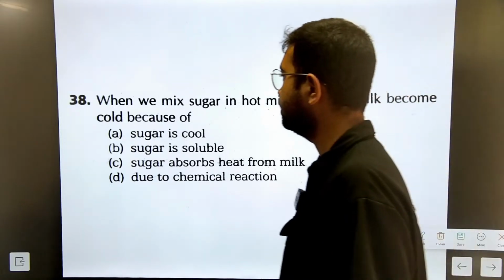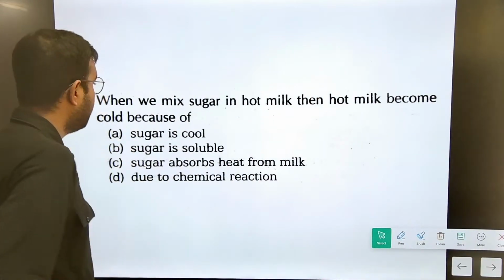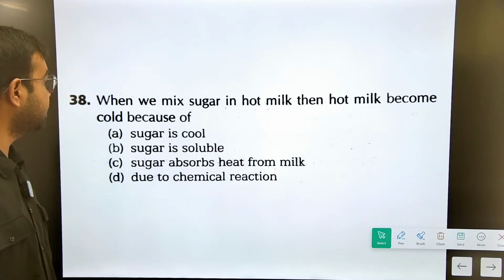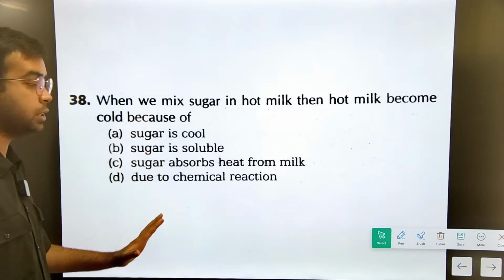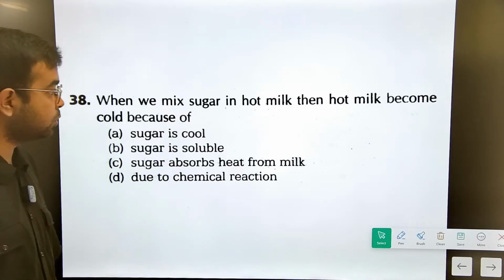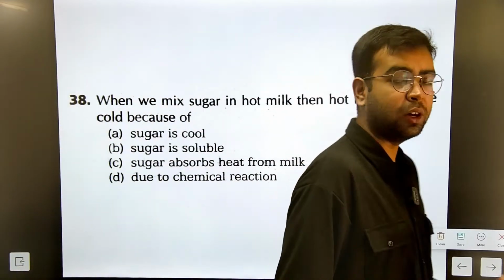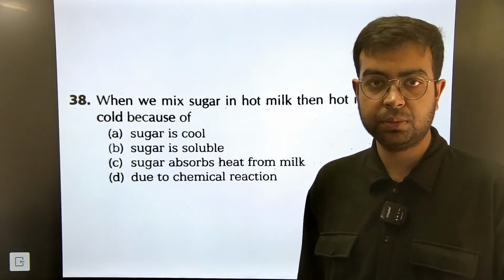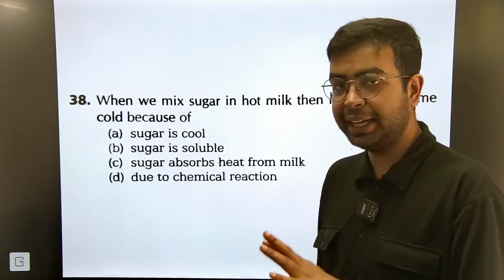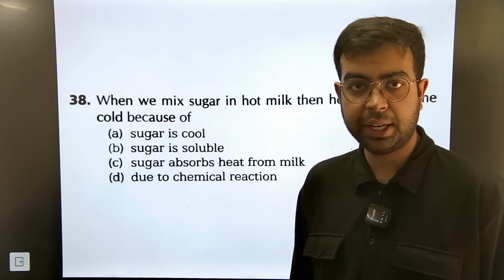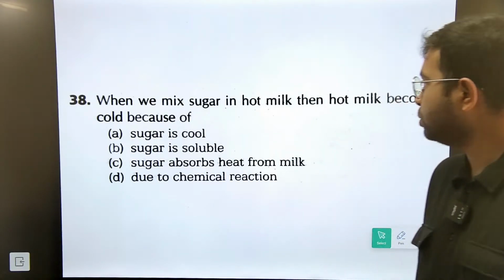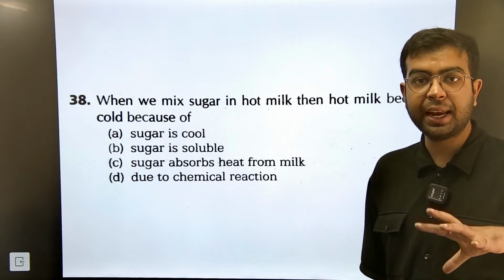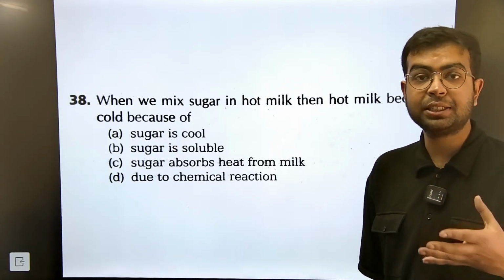Now, the next question. When we mix sugar in hot milk, then the hot milk becomes cold because of which of the following reasons? ठीक है, now see, why is the milk hot? The milk is hot because it has heat present in it. It is excessively heated. Heat है उसके अंदर इसीलिए hot है वो. ठीक है, okay. Now see, heat has a tendency. Heat का एक characteristic है. अब heat का characteristic क्या है?